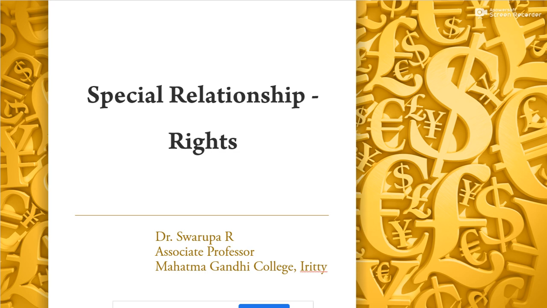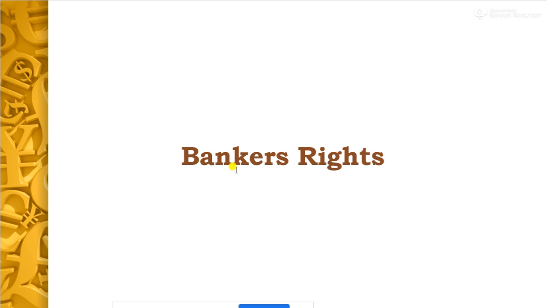Under the category of special relationship, it's classified into two: obligations and rights. There are two obligations of a banker: the obligation to honor the customer's check and the obligation to maintain secrecy regarding the customer's account. Those obligations we have already discussed. Now we will move on to the next topic, the rights of a banker. The banker's rights are the right of lien, right of set-off, right of appropriation, right to charge interest and periodical charges, and also the period of limitation. These are the major rights available to a banker.